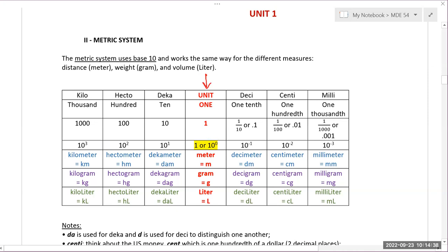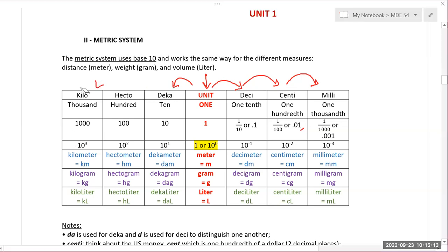If you want to convert to a deci, you're moving 1 unit that way. So you move the decimal 1 unit that way. It's the same as 1/10 or 10 to the negative 1 power. Centi is 2 smaller. So the decimal goes 1, 2 smaller. Milli is 3. And then going this way, you go bigger. So the 1 gets multiplied by 10 once, multiplied by 10 twice, multiplied by 10 3 times.